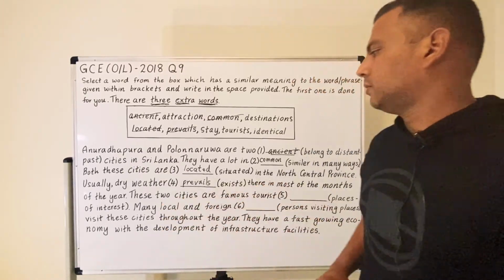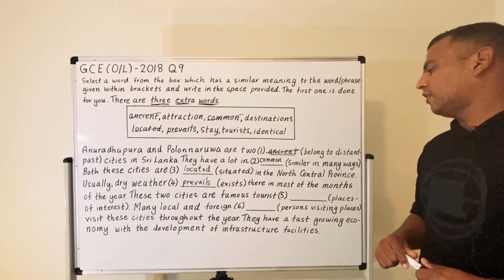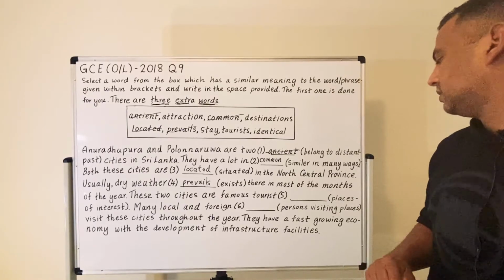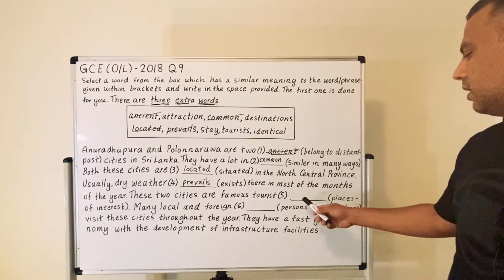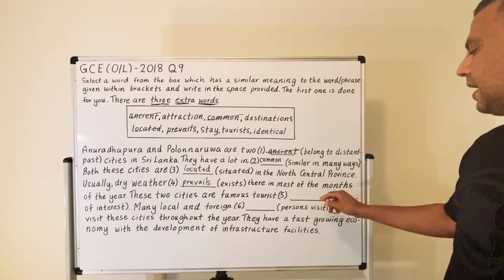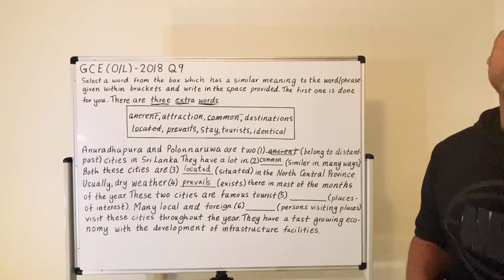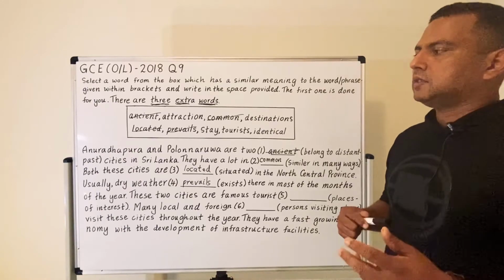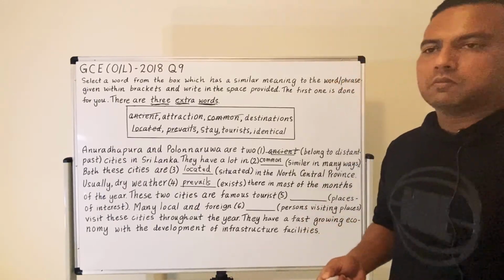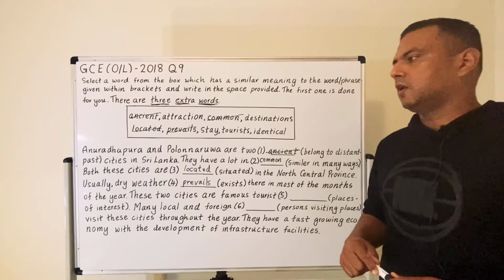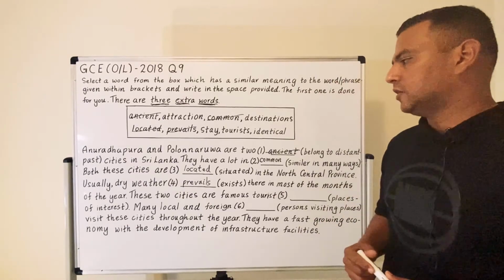So then let's come to the next one. These two cities are famous tourist what? The blank has to be filled with a word which gives the meaning places of interest. I told you if something or some place which kind of evokes some sort of interest, so we call it as what?